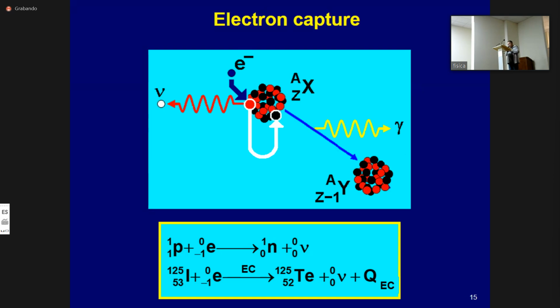Another example: iodine-125 plus electron gives us tellurium-125 plus neutrino and energy. Electron capture is a nuclear transformation that competes with beta plus decay. Typically, neutron deficient nuclei can experience both types of nuclear transformation.